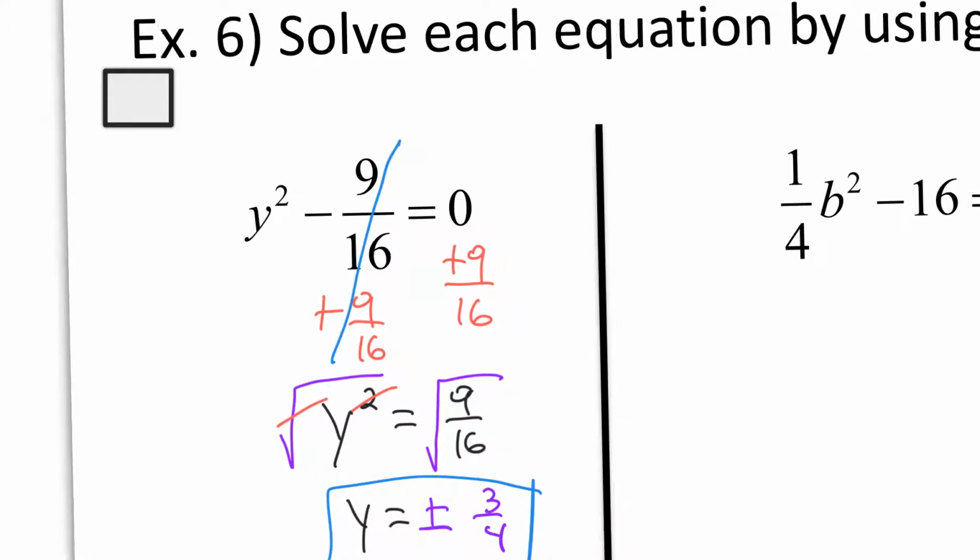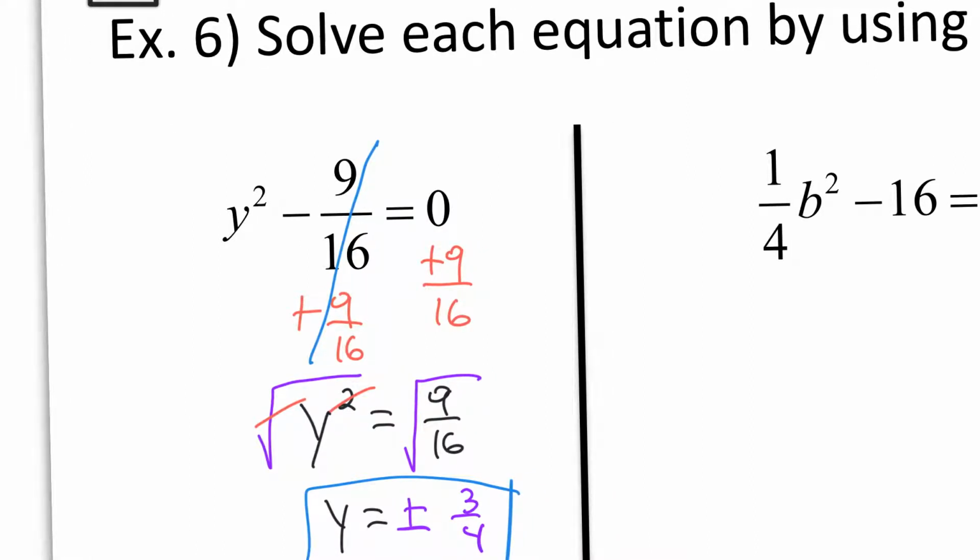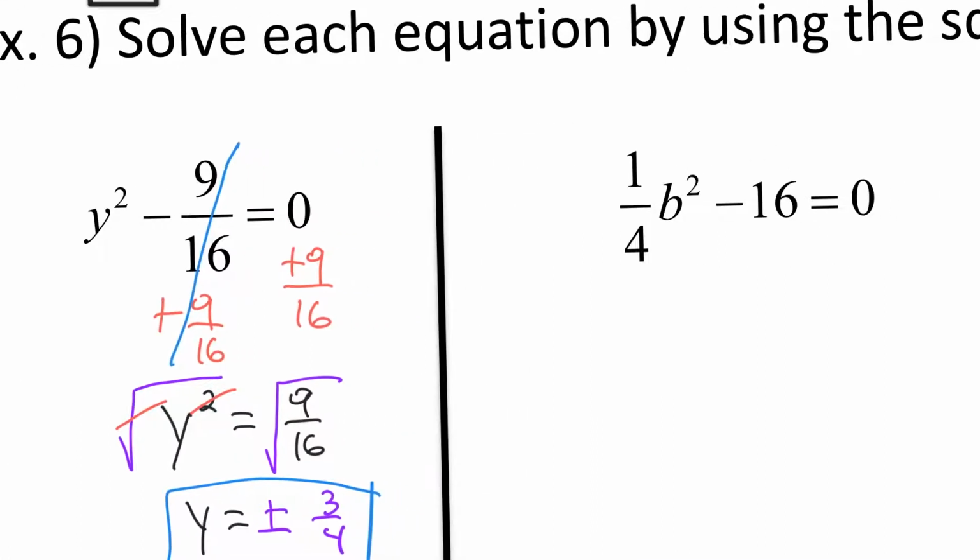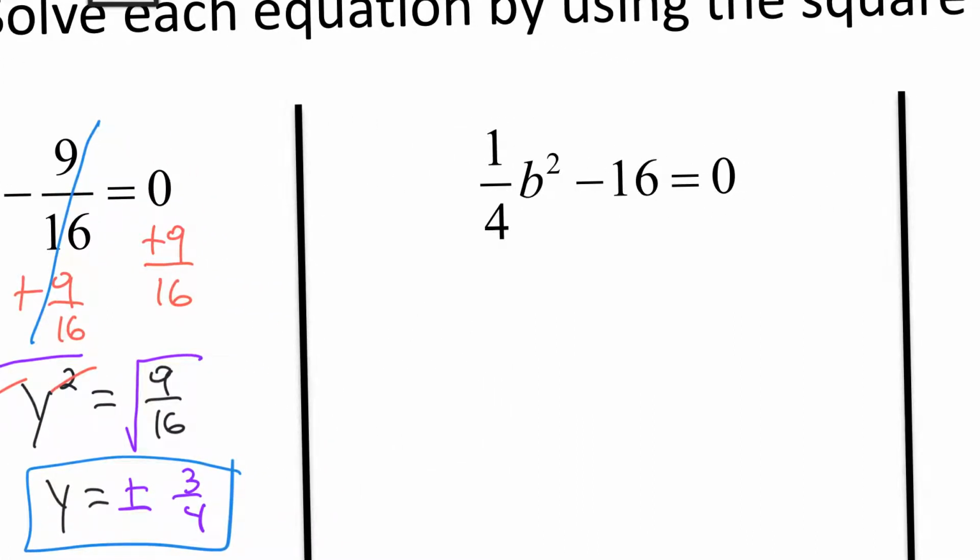Now the next one here, you guys have the fraction next to the variable, so it's a little bit different. So 1 over 4 b squared, and we have a constant, this one is not a fraction, equal to 0. So let's get rid of the 16 first. You always start with the constant. I'm going to add 16 to both sides here, so this is going to go away. We have 1 over 4 b squared equals, and this is supposed to be a 16. It looks like a 0, so there's the 16. 0 plus 16 will be 16.